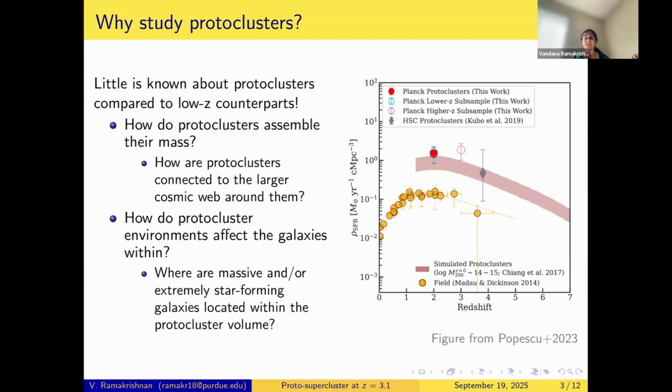That also raises the question of, where are the extremely star forming galaxies, or the extremely massive galaxies, which are the progenitors of brightest cluster galaxies today, located within the protocluster volume? And as you can imagine, all of these questions require a very clear 3D perspective of protoclusters to answer, but they also require a pretty substantial sample of protoclusters so that we can analyze these questions in a statistical way.